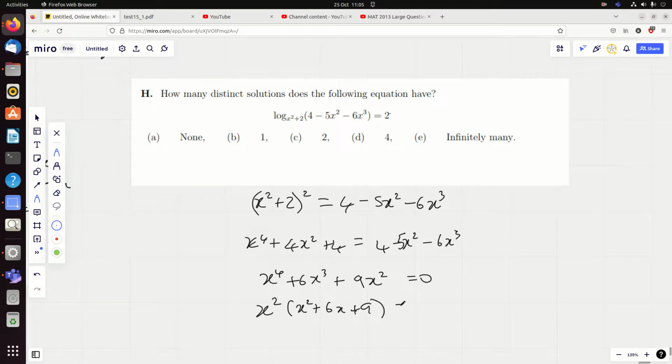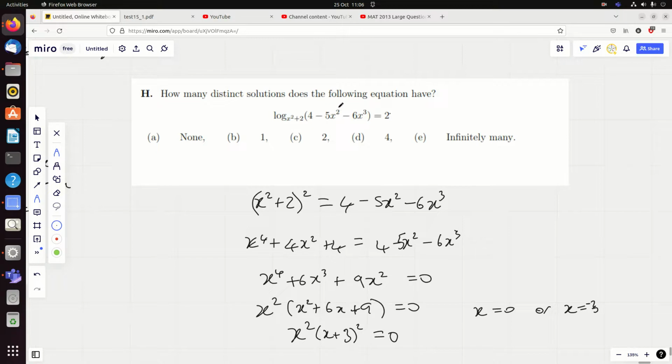Plus 9 equals 0. That's a perfect square as well, isn't it? X squared, x plus 3 squared. So how many distinct solutions are there? 2. X equals 0 or x equals minus 3. Word of warning though with logs, always check your solutions actually exist, because certain things you can't do with logs. You can't log a negative number, for example.